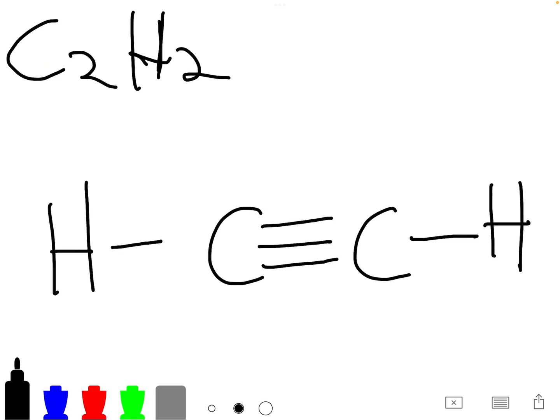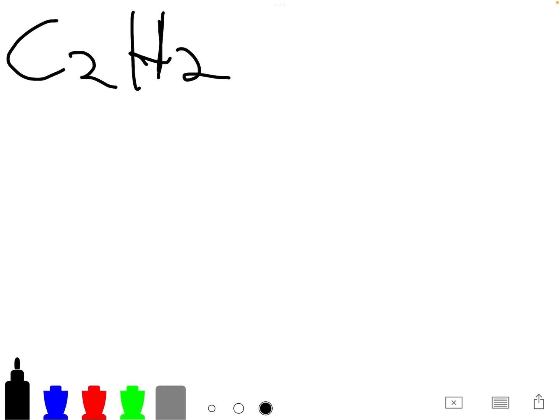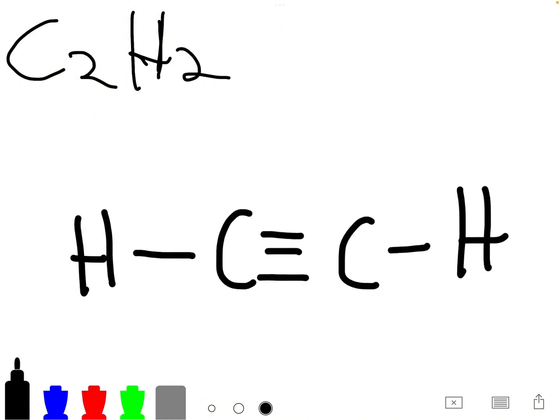Now onto, it is linear, so it's going to be like this. It's just about the same as actually writing the structure. It's just about the same as the Lewis structure bond, and it is not polar because it is the same on both ends, so it is not polar.